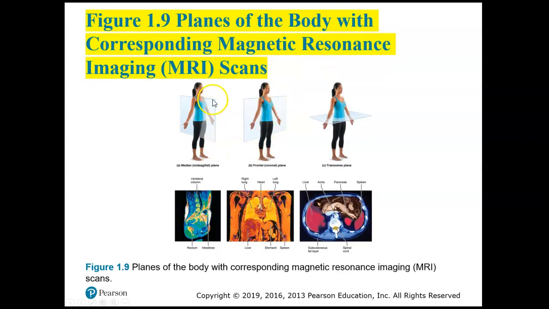So this shows you there's a glass kind of dividing the body so that you can see what each plane looks like. A mid-sagittal plane or a median plane would look like picture A. A frontal or coronal plane would look like picture B. See how it divides the body into a front and a back? And then a transverse plane would look like picture C. And then when you look at MRI scans, you can see what they would look like in a mid-sagittal plane, in a frontal plane, and in a transverse plane.